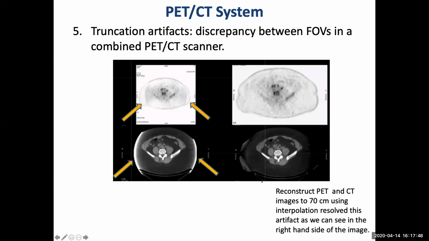So the solution is to reconstruct PET and CT images to the same field of view, 70 centimeters, using interpolation to resolve this artifact, as you can see in this image. This is the same image after correction. After we make the field of view of PET and CT the same, 70 centimeters, we do interpolation, and this can correct the truncation artifact.